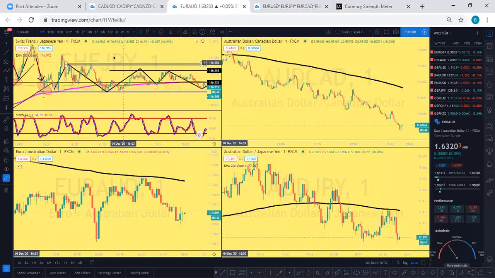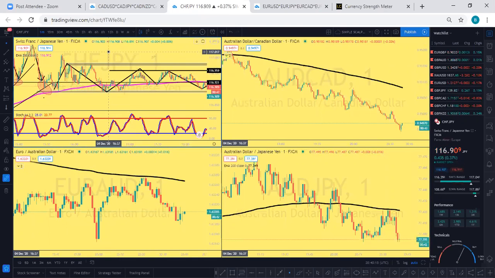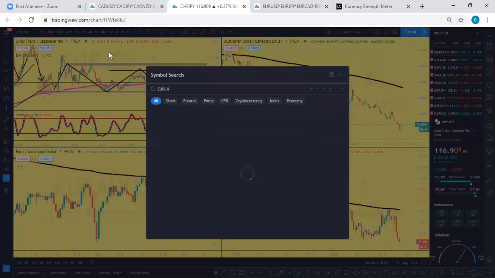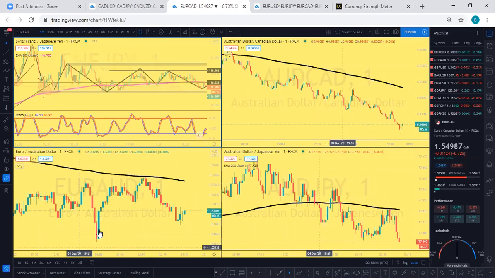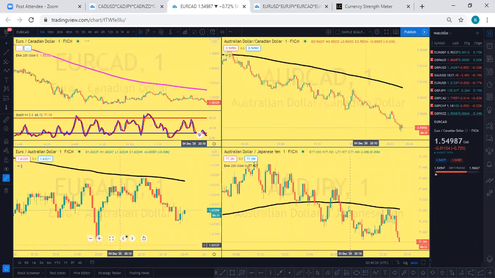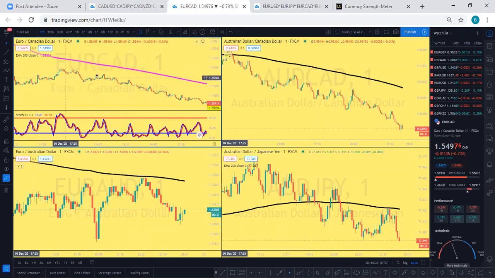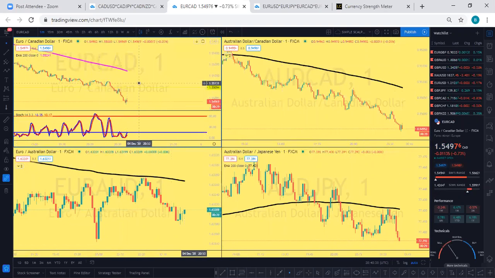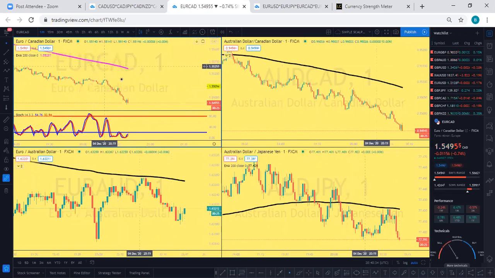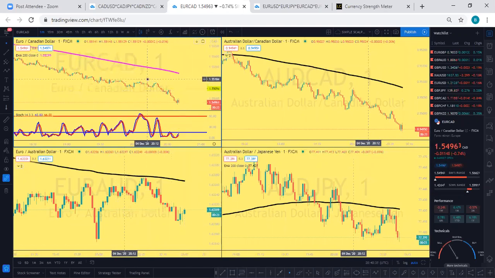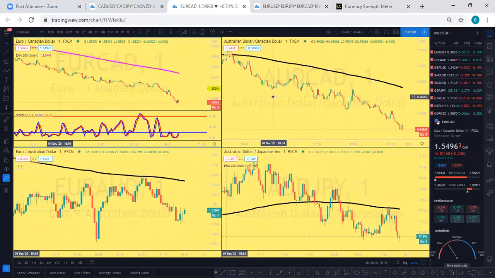Let me also load Euro CAD here. Let's see what Euro CAD is doing. You can see the downtrend, guys. See how it has been falling. And I told you, whenever it is below your purple moving average, that is your 200 moving average, it is a downtrend. Whenever it is above, it is an uptrend. Look at how sharp the downtrend is.